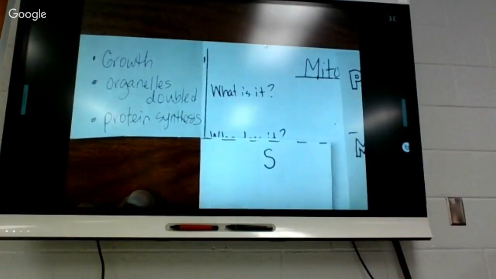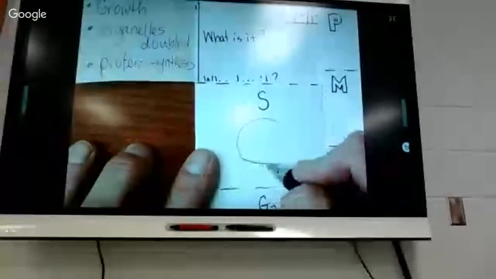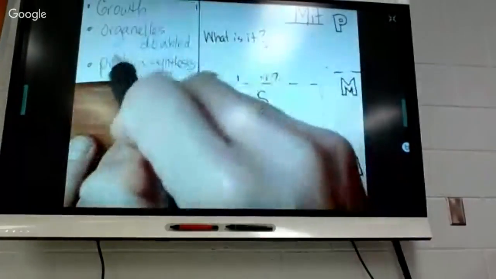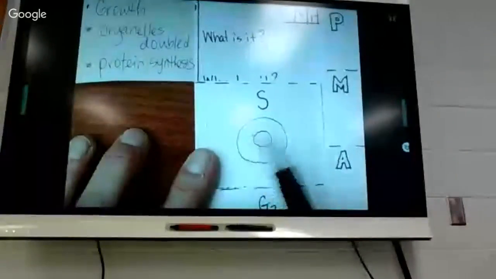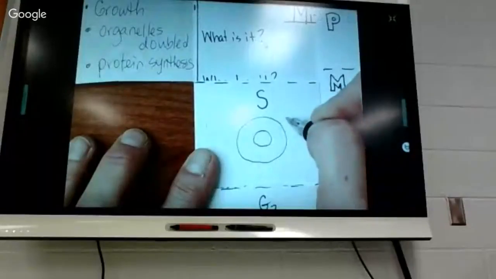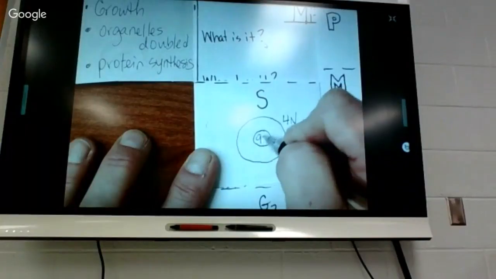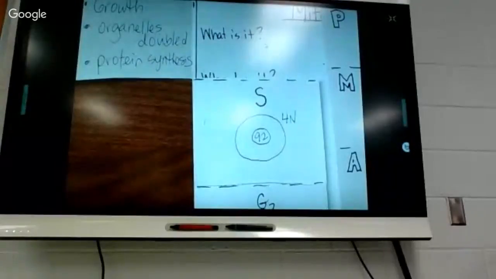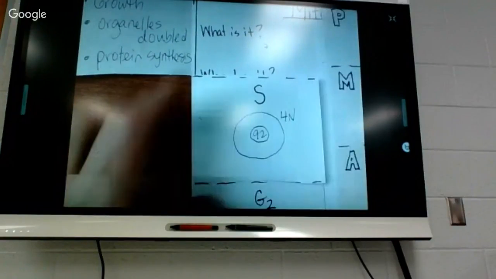Okay, so then we go on to S. This cell has gotten bigger, so it grew. So let's draw a bigger cell. Did anything happen to the nucleus, to the DNA in G1? No, right? But in S, what happens to the DNA? It doubles. So instead of 2N, what do we have, y'all? 4N, 92 chromatids. So we have a bigger cell. The cell's grown in size. It has extra DNA. So inside that flap, we just put DNA replication.